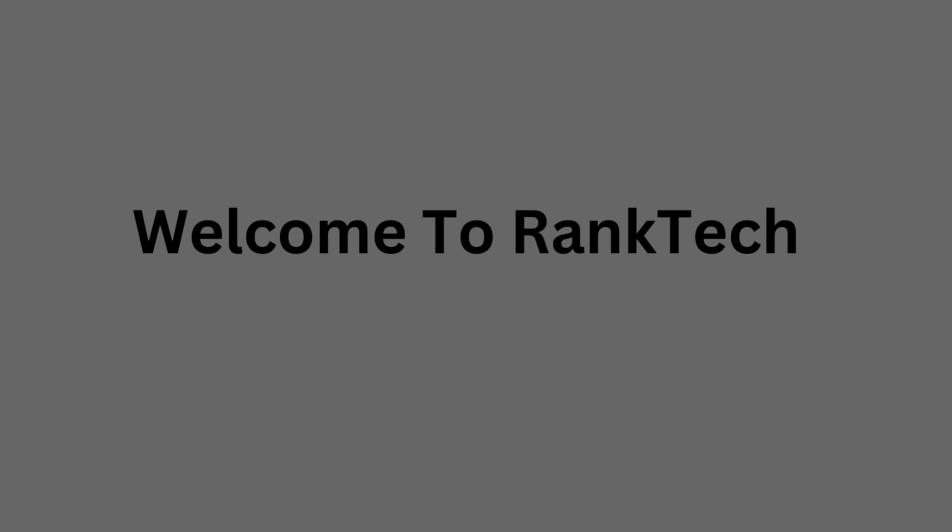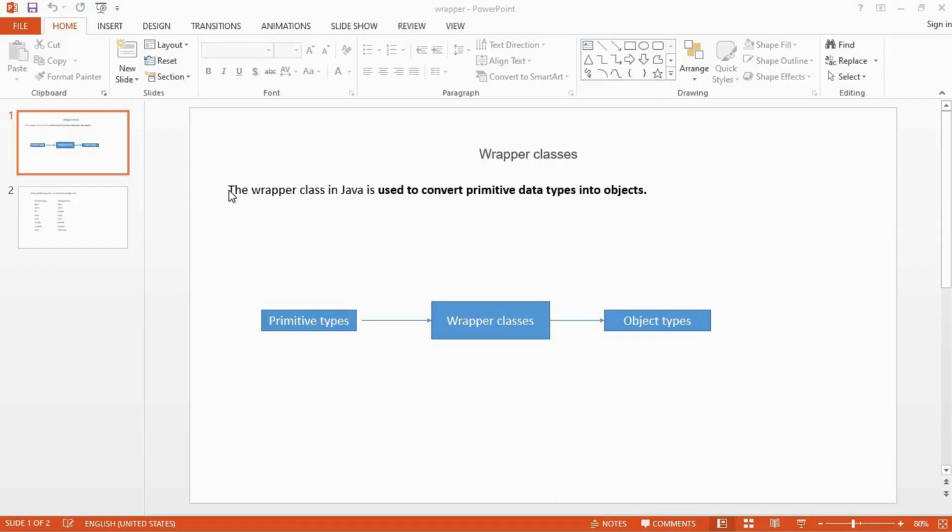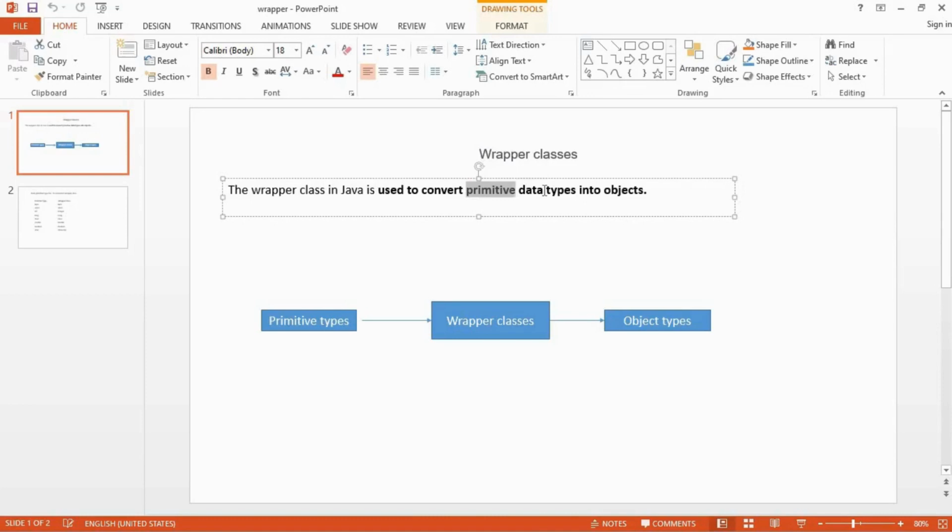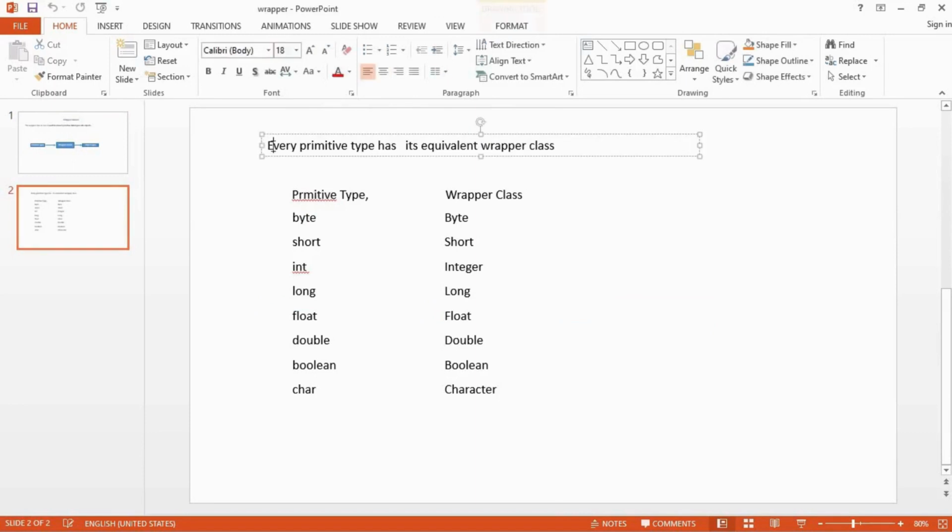In this video we are going to study how to use wrapper classes in Java. Okay, let's see what wrapper classes actually are. Wrapper classes in Java are used to convert primitive data types into objects so that Java can be 100% OOPS oriented. As you can see, primitives go inside a wrapper class and an object type is produced.